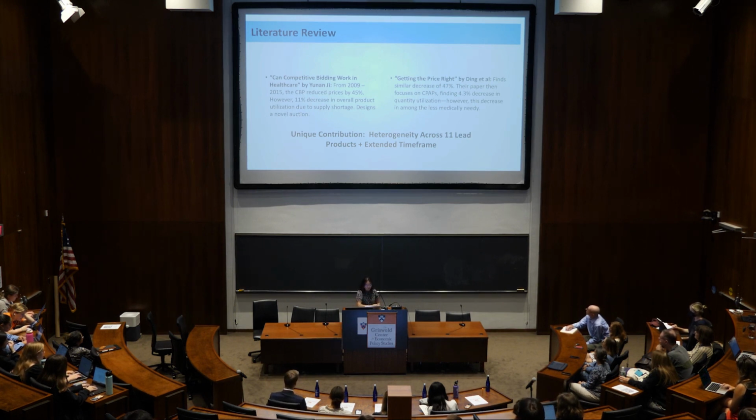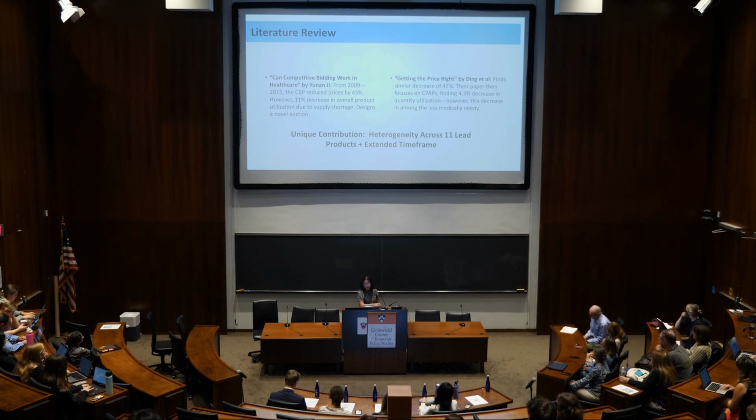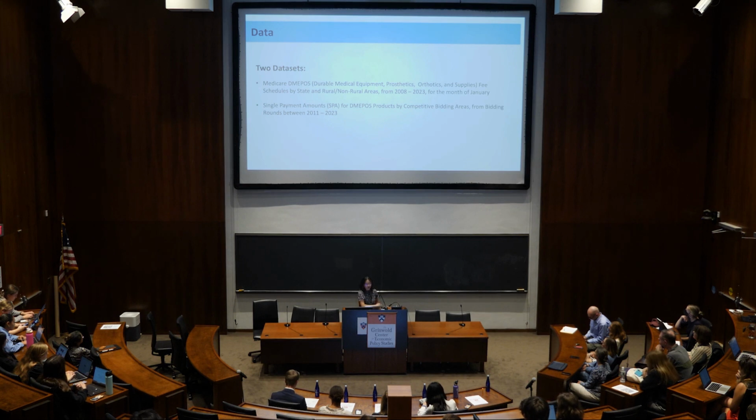And so my research on heterogeneity, as well as an extended time frame, adds to a very limited group of papers looking at the effect of competitive bidding in Medicare. Both of these papers found that the competitive bidding program did reduce prices by about 45 to 47%. These papers then focused on supply-demand imbalances, perhaps due to the fact that prices weren't effectively incentivizing enough supply. But in order to answer the questions of heterogeneity as well as an extended time frame, I used 2 pricing data sets, the Medicare DME POS data set and single payment amounts.